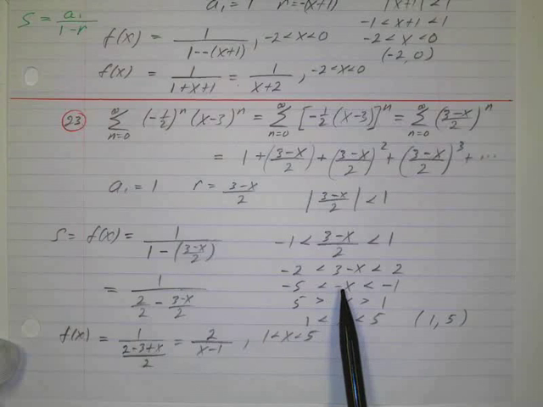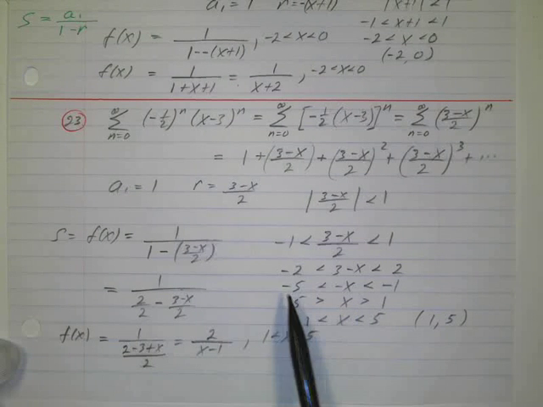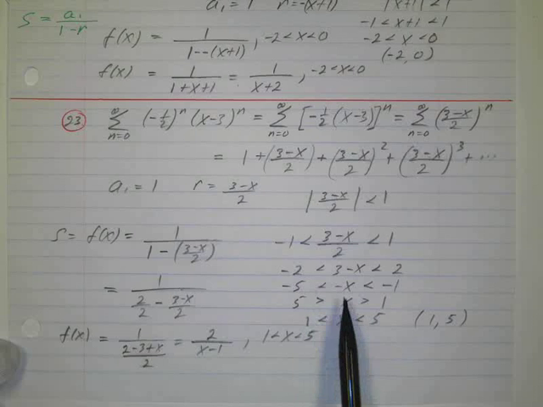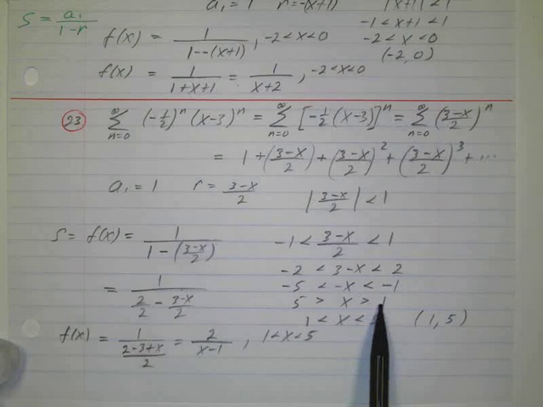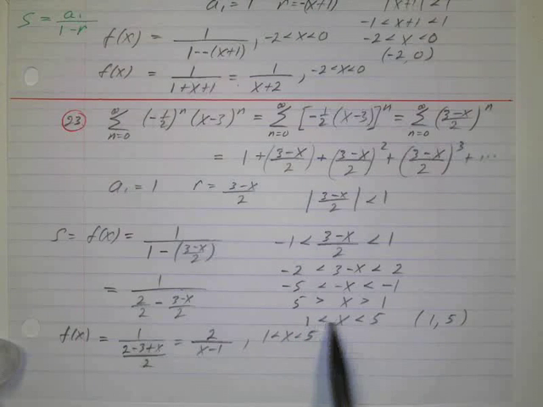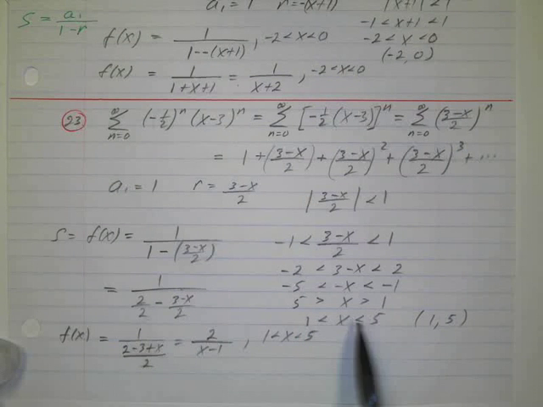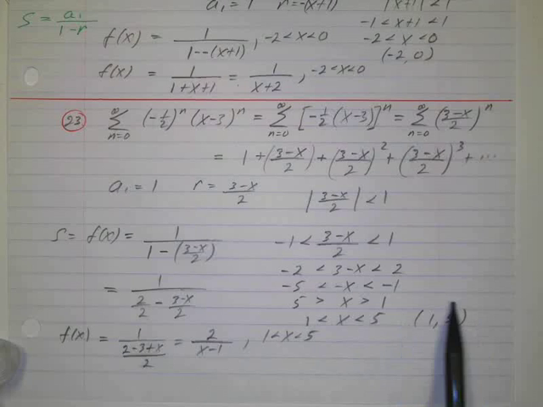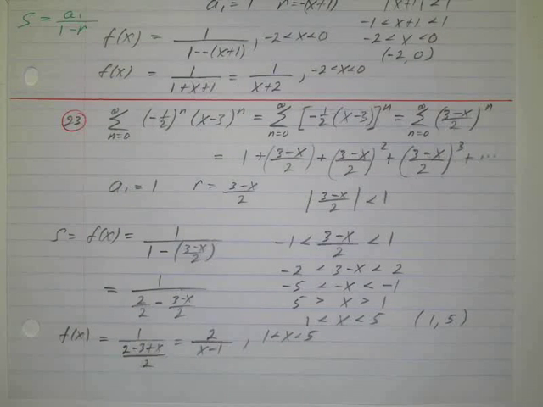And then I'm going to multiply everything by a negative sign, and if I do that, I've got to reverse the direction of the inequalities. So this becomes positive 5, which is greater than x, which is now greater than 1. And then I'll flip these around because I want the arrows pointed to the left. So I got 1, x, 5, arrows pointed to the left. That means x is between 1 and 5. So there's my interval of convergence.